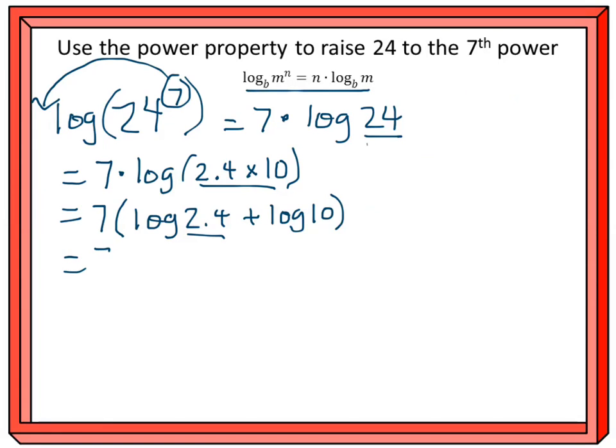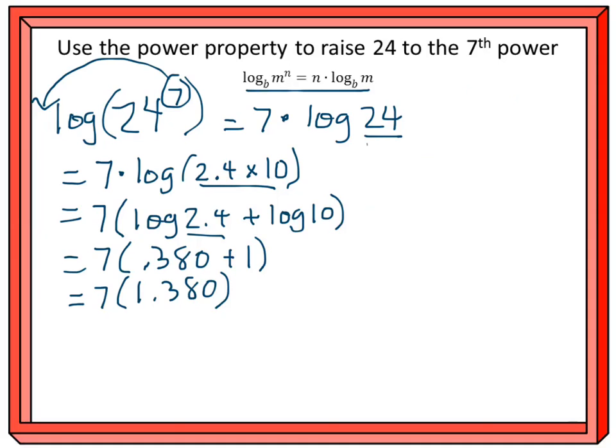So this is 7 times 0.380. And what's the log of 10? The log of 10 is just 1. 10 to the first power is equal to 10. And inside the parentheses, just add the 1, and we have 7 times 1.380. So now I just need to do that multiplication.